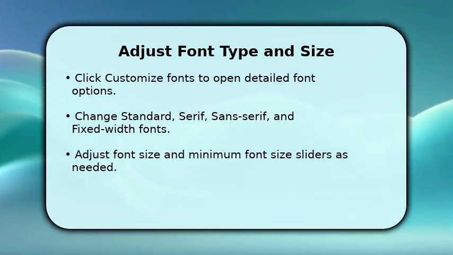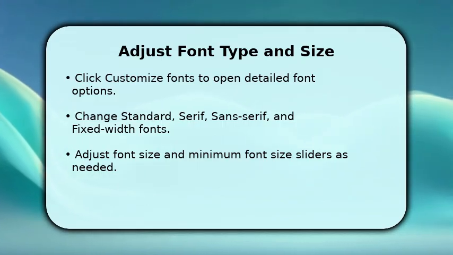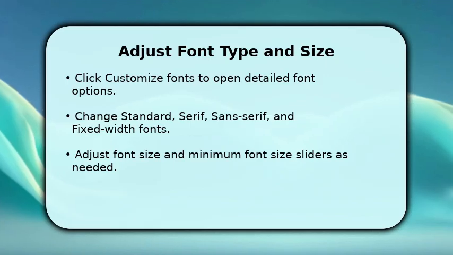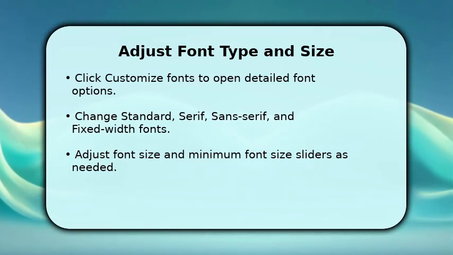Next, use the font size drop-down and the minimum font size slider to balance space versus readability. Once done, Chrome applies changes immediately to most pages. If a site specifies fonts strictly, the site style sheet may override your preferences.